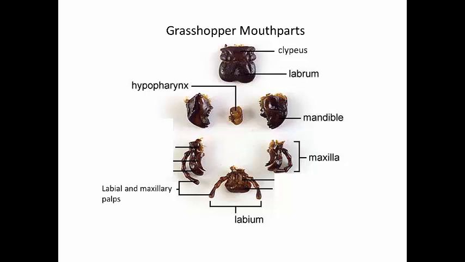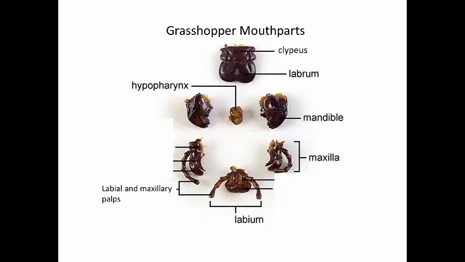Behind the mandibles are the maxillae. So the maxillae will help the mandibles process the food. They have several parts that have different names. You don't need to know these different names for the purposes of this class, but that will help cut the food, that will help slice the food, that will help keep the food in contact with the mandibles and help to taste the food.